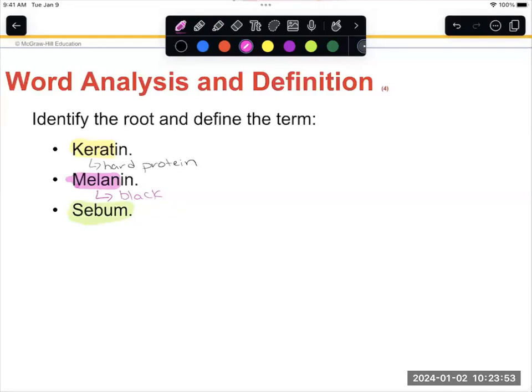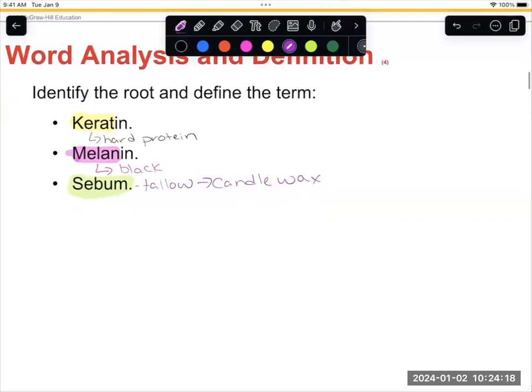And then our last word here, sebum. Sebum is Latin for tallow or candle wax. That is that waxy oil that gets secreted from those sebaceous glands into your hair follicles, again, that makes your hair soft and your skin soft.